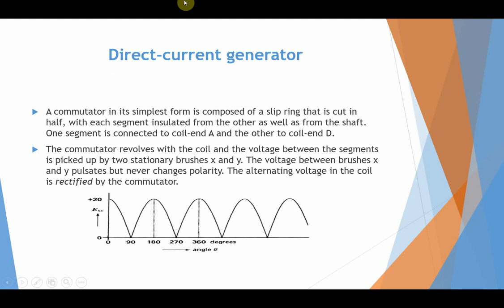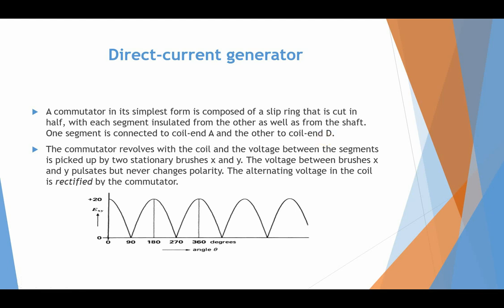Now we are coming towards the direct current generators. A commutator in its simplest form is composed of a slip ring that is cut in half, with each segment insulated from the other as well as from the shaft. One segment is connected to coil end A and the other to coil end D.